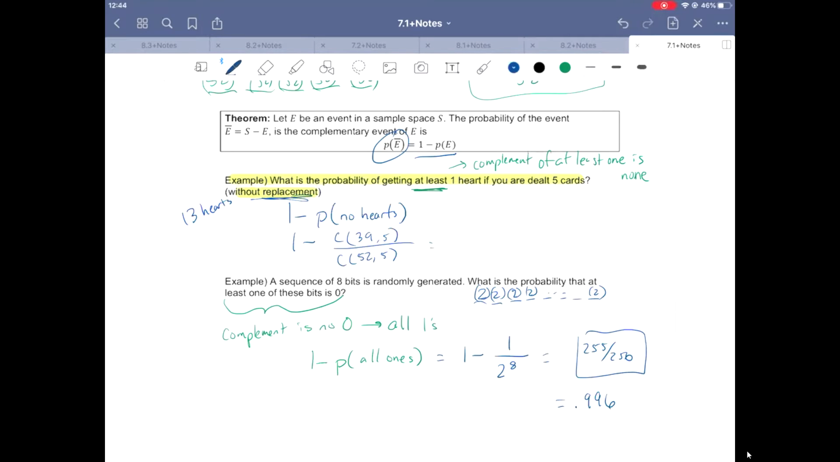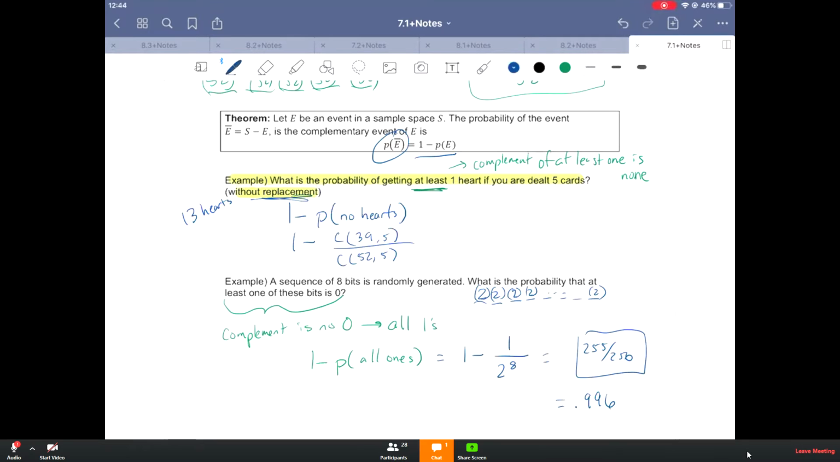All right, so change that in your notes. I'm going to re-upload this with the correct answer. Okay, but this should be your answer for that one. All right, any questions on that one? Everyone see the difference? The 39 is the number of cards that are not hearts that you're choosing from.